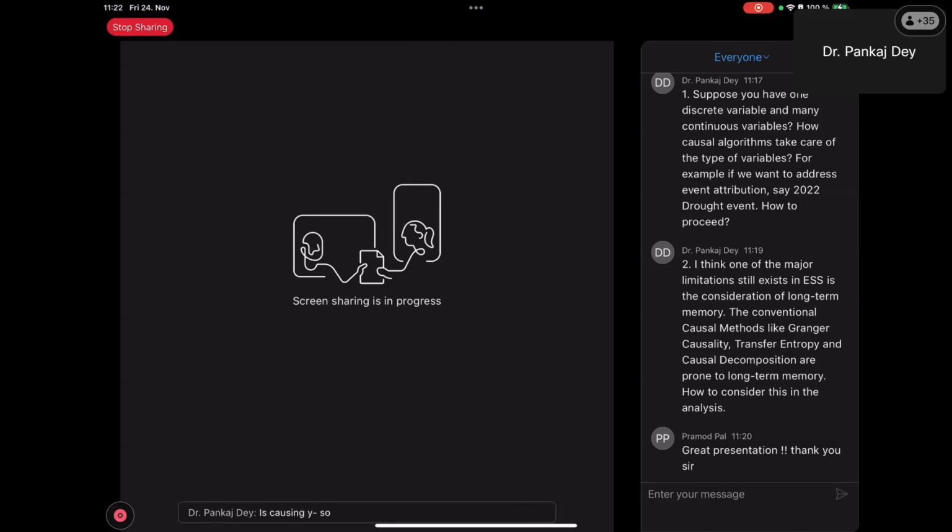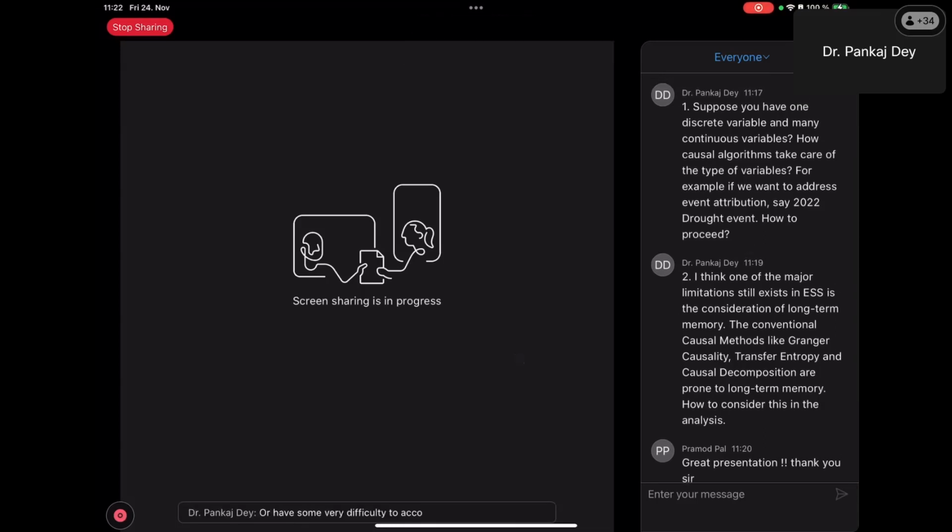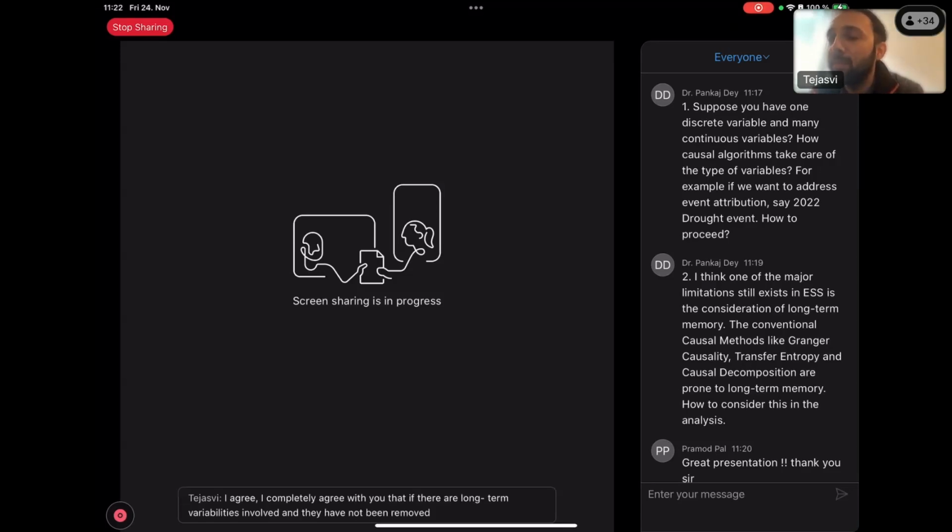This is in the bivariate case, and I believe when the system becomes more complex, where multiple variables are interacting, this phenomenon will enlarge or be very difficult to account for in any method. So I want to know how we should proceed, or how to take care of this, because long-term memory is where we can actually do prediction for longer timescales, and it is a very intrinsic nature of any earth system science variables. I agree, I completely agree with you that if there are long-term variabilities involved and they have not been removed, then it changes. So there are still limitations in these methods. I agree, Pankaj.